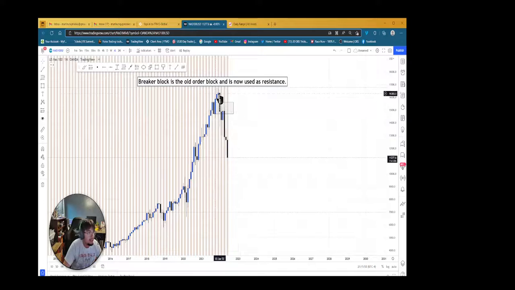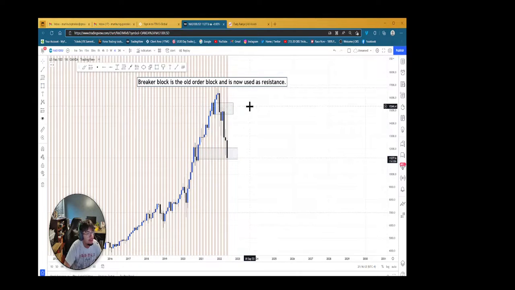So we saw here how price came down and then it started rejecting this level right here, almost the 50% of that. So as soon as it would get into these areas, short, short, short. Okay, so price decided to come down. But we also have this new order block right here, and it's starting to reject it.